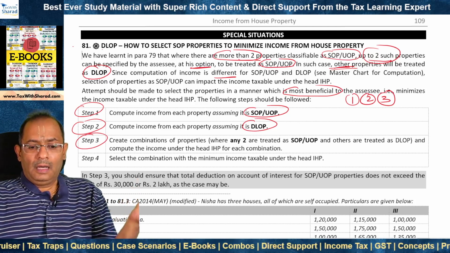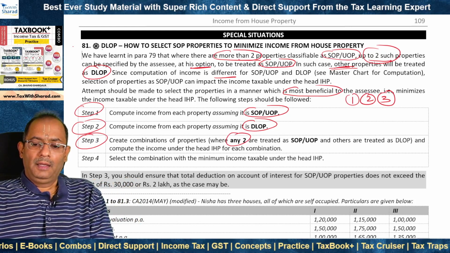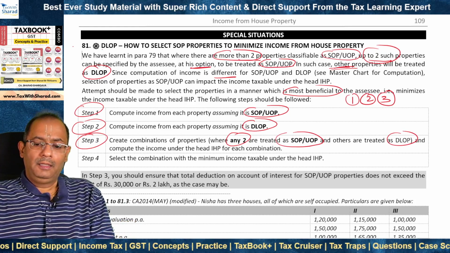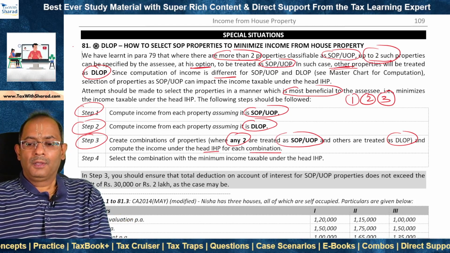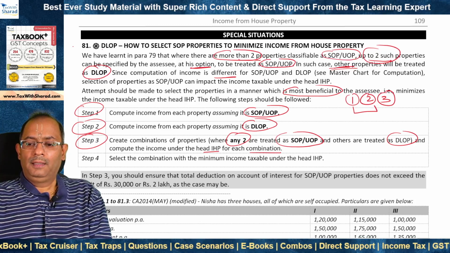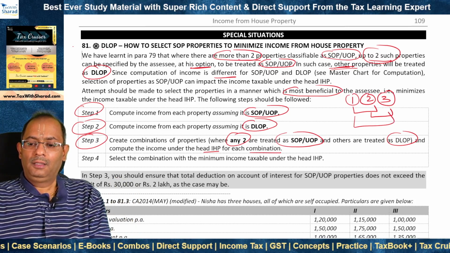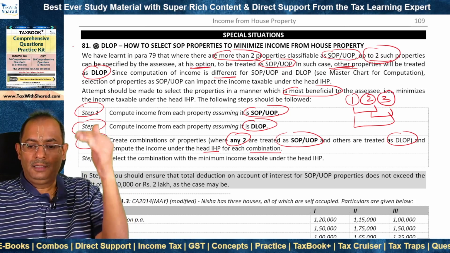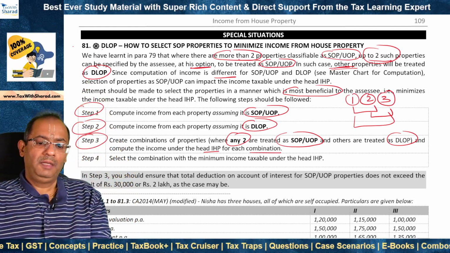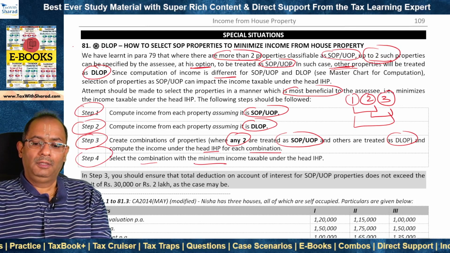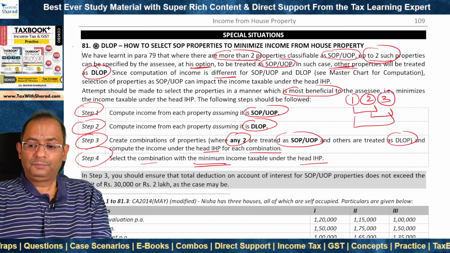That is step 2. Now in step 3, we create combinations of properties where any two are treated as SOP, UOP and the others are treated as DLOP. And then we compute the income under the head IHP for each combination. So for example, a combination could be 1 and 2 is SOP and third is DLOP. Another combination could be 2 and 3 is SOP, 1 is DLOP. Then 1 and 3 is SOP and 2 is DLOP. And accordingly, we create these combinations. And then for each combination, we find out the total income under the head IHP. And then finally, we select the combination with the minimum income taxable under the head IHP. So this is the approach that we should follow.